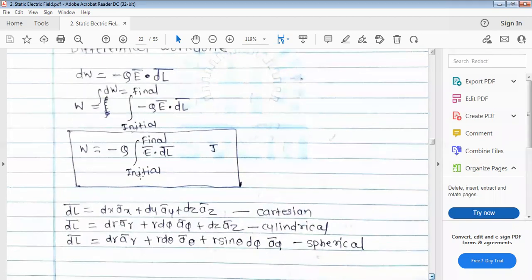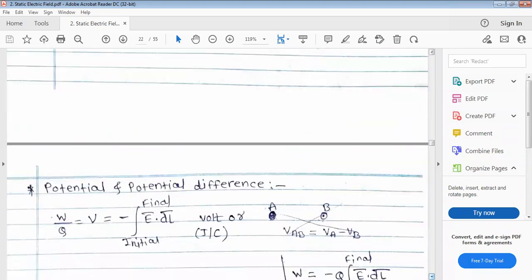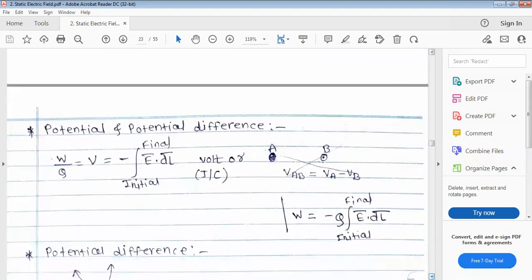Okay, so this dl bar can be given in Cartesian, cylindrical, and spherical coordinate systems. We have all studied the differential lengths for all the three coordinate systems. Then the next point is the potential and potential difference. So can anyone tell me the definition of potential here? What is meant by potential? Can anyone tell me?